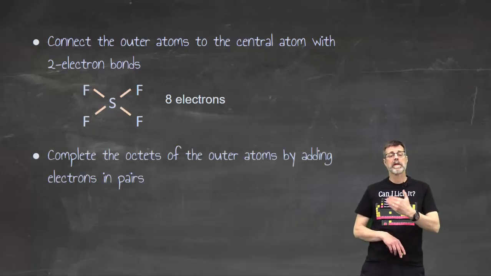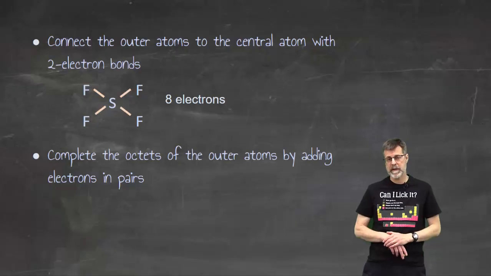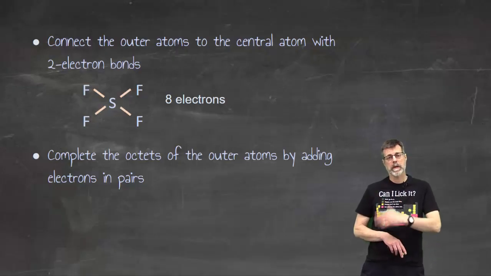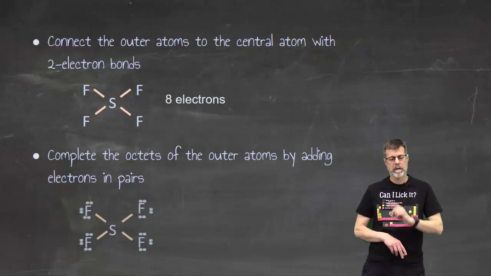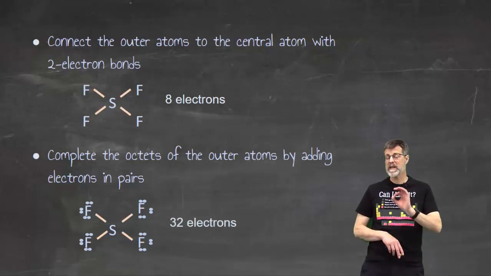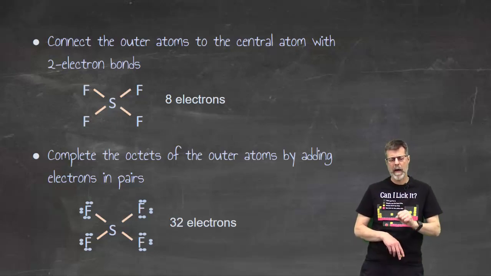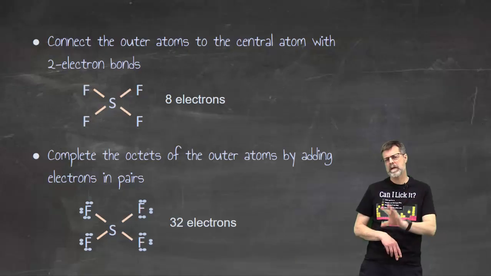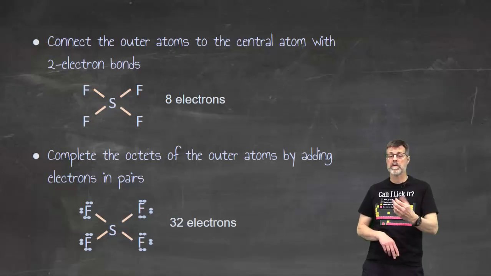Then I'm going to complete the octets of those outer atoms, the fluorine atoms. Well, they all have 2 electrons on them right now, so I'm going to put 6 more in pairs. So now I've got complete octets around my outer atoms. If I do a count now, I've got 32 electrons, and right now everything looks pretty good. Everybody's got an octet. Everybody should be happy. The outer atoms have an octet, the central atom has an octet, but I only have 32 electrons, not 34. So what do?